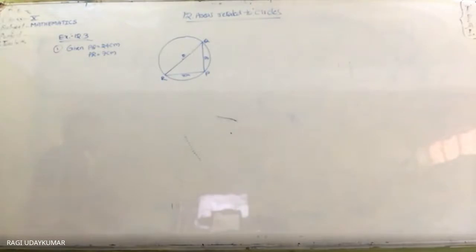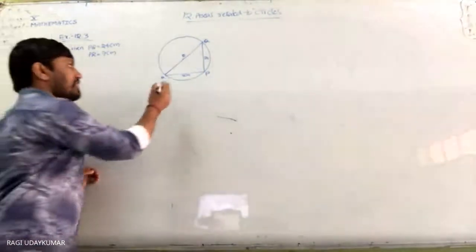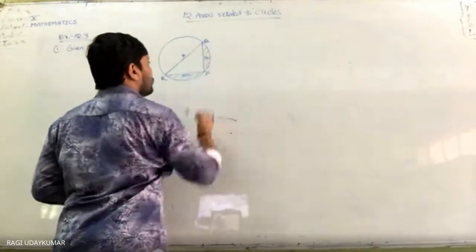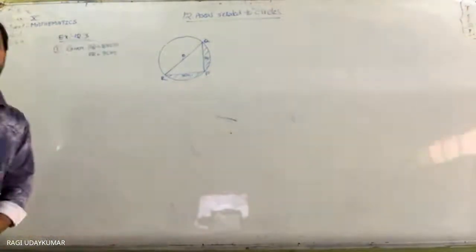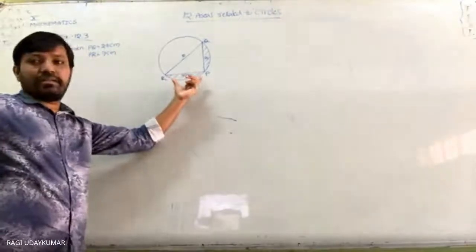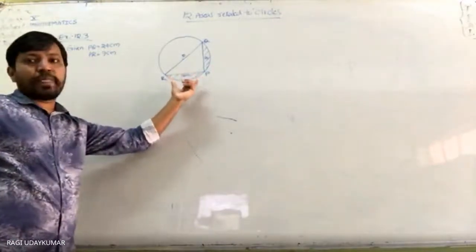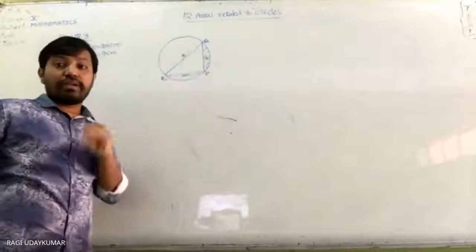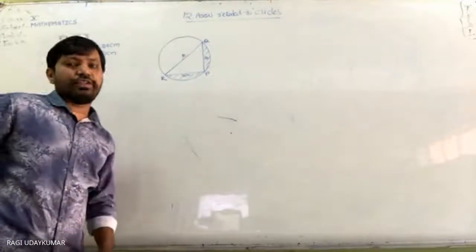You are asked to find the area of the shaded region. This region is shaded here. See here, it is not a single figure, it is a combination. Combination means this is some part, this is some part, and we need to include both parts and find that area.